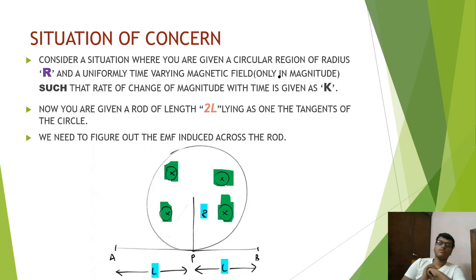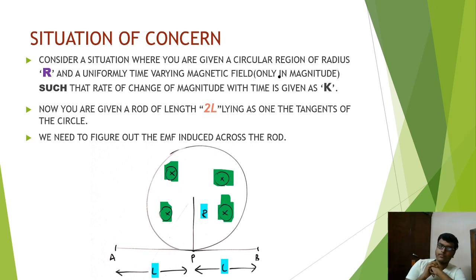Situation of concern, that is the question. Consider a situation where you are given a circular region. Please refer to my words where I will highlight it. A circular region of radius capital R and a uniformly time varying magnetic field. The varying magnetic field is varying only in magnitude, not in direction. It is always into the plane of the paper.